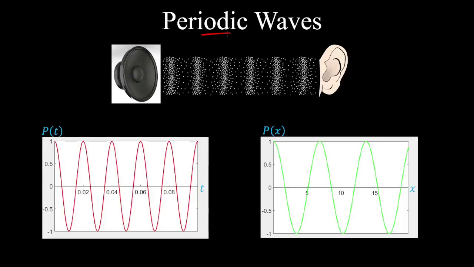Periodic waves have regular repetitions that can be described using a period and a frequency. A typical example is a sound wave that's generated by the oscillation of the diaphragm of a speaker.